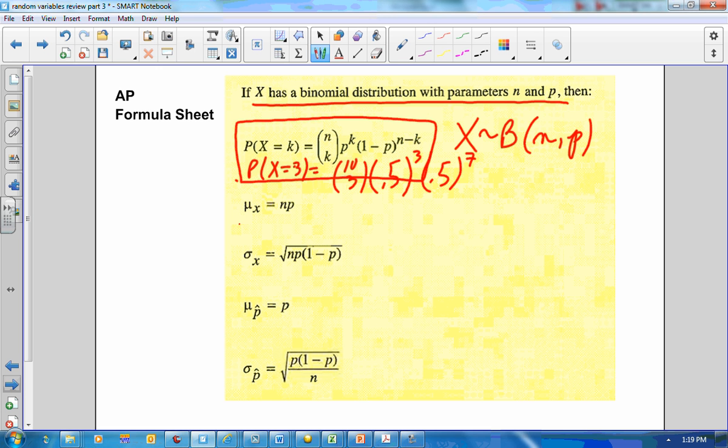Mu of x, the mean of x, or the expected value of a binomial, is just n times p. If I flip a coin 100 times and the probability of getting a head is 0.5, then I expect in the long run to get 50 heads. The standard deviation of a binomial is given by this formula. If I use a binomial distribution as an approximation for a normal, the mean of the p-hats will be centered at p, and the standard deviation will be that.